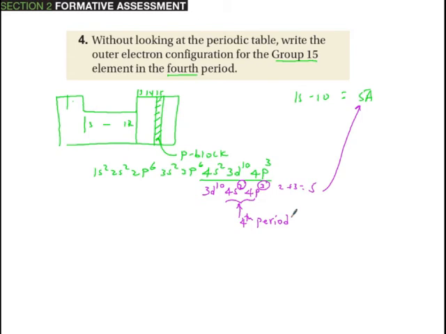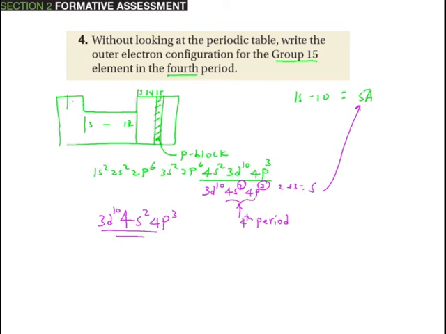So the final answer will be this one: 3d10 4s2 4p3. This will be your final answer. So without looking at the periodic table, we end up with this one.